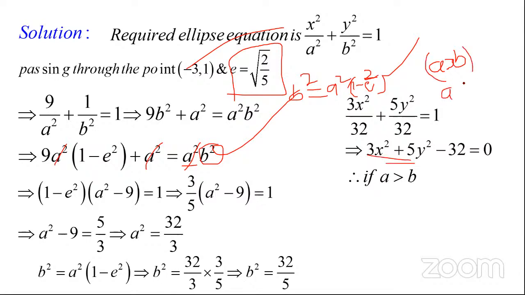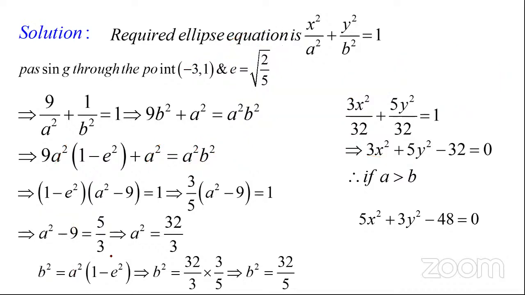If he mentioned a is less than b, then this will be the correct answer: 5x square plus 3y square minus 48 equal to 0. We don't know whether a is greater than b or a is less than b, so we have to take both of them. As per the options, you have to take the answer. Okay, so just do that.